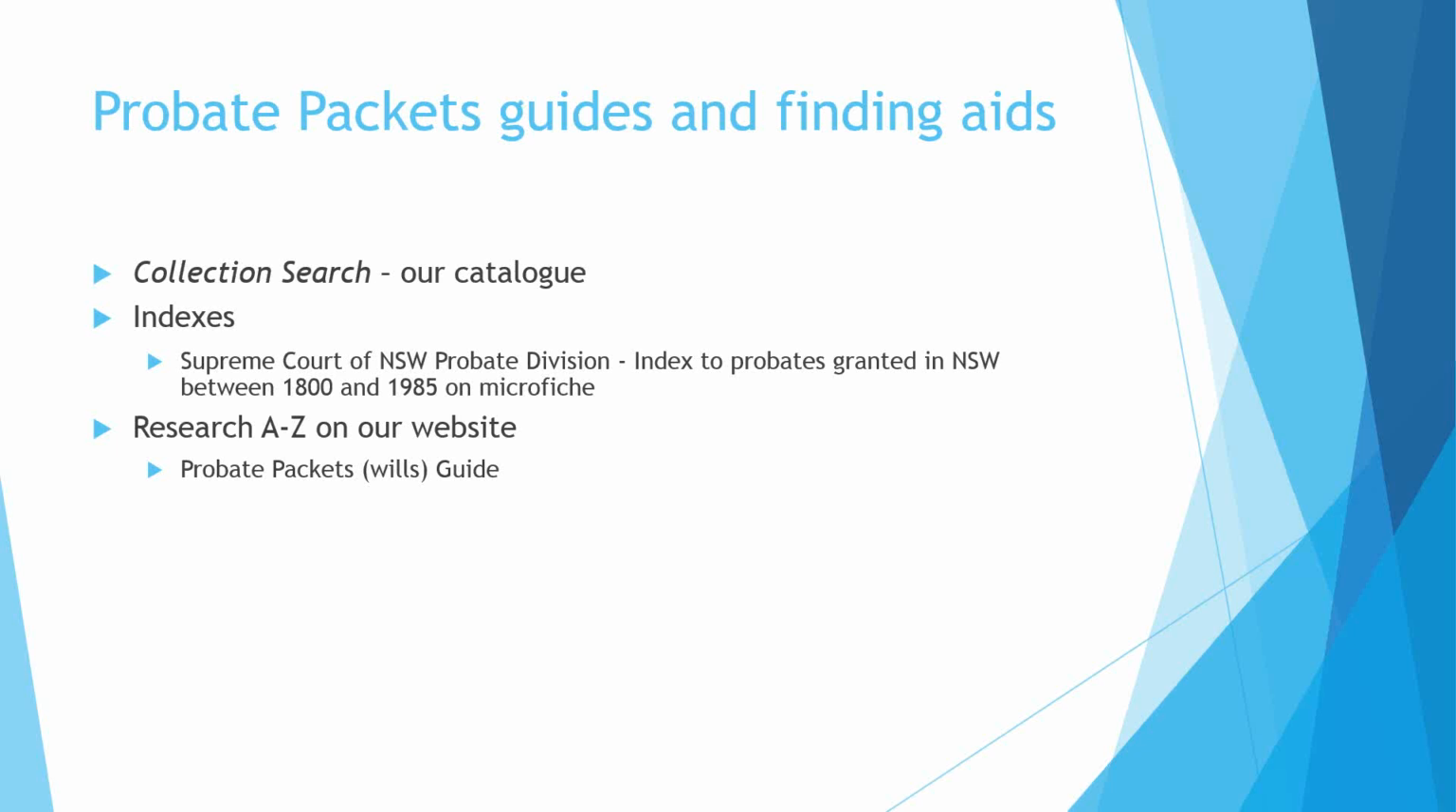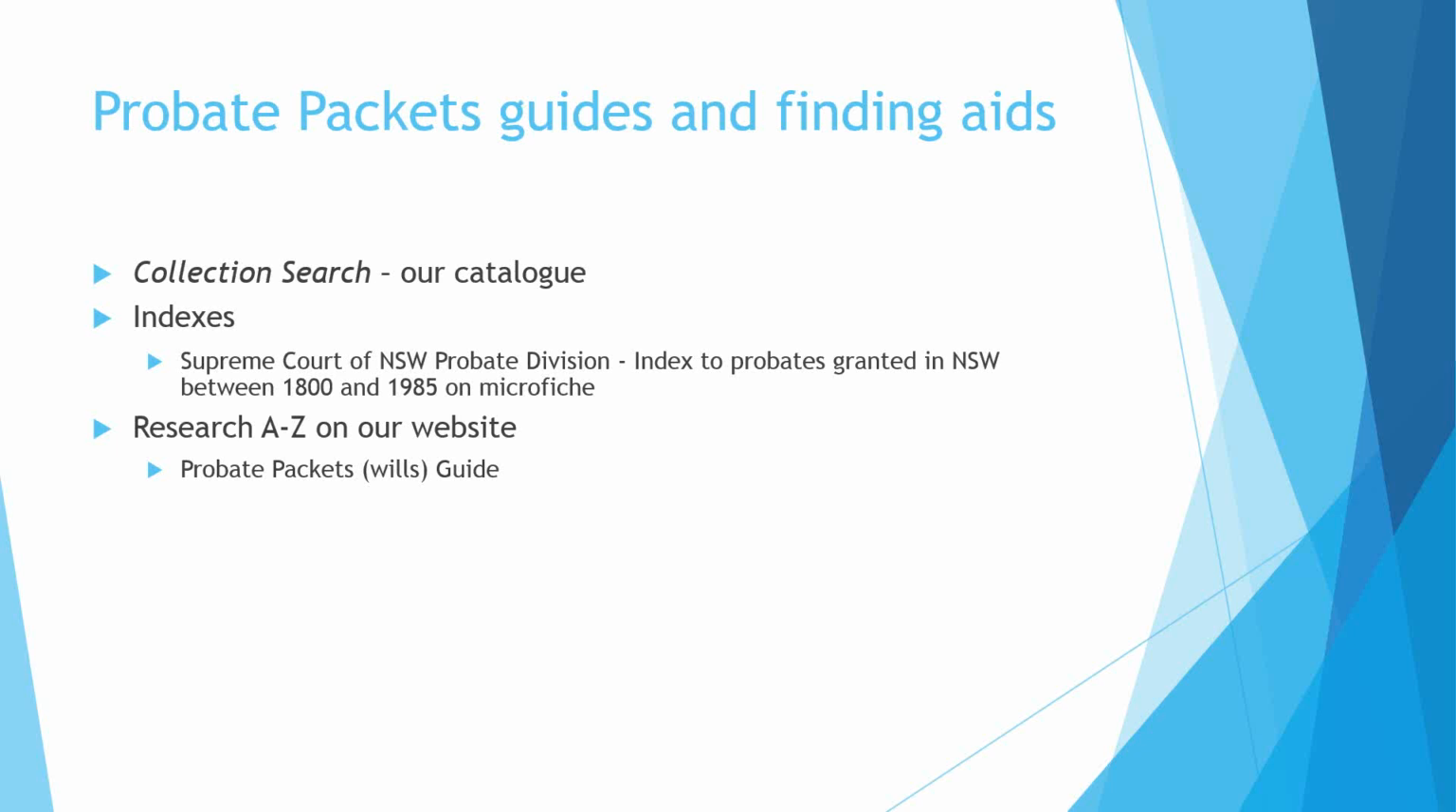So we think they're very special at State Archives. Now, when you're looking for probate packets, we do have some guides and finding aids that can help you. The first thing to know about is our collection search, which is our catalogue. And this is on our homepage on our website. I'll show you how to use that in a second.